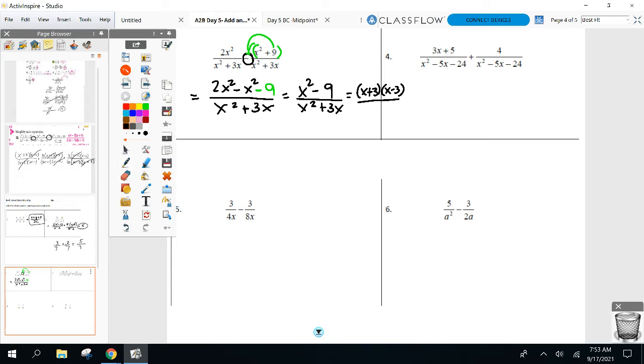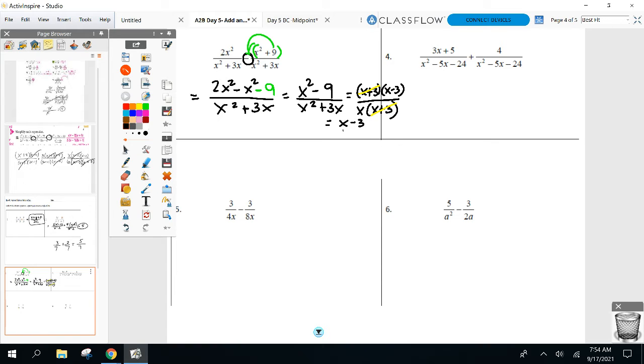You can also factor x out of x squared plus 3x. That's a GCF. Keep going. And then you can cross out the x plus 3 on the top and bottom. Good. And then here we go with our final answer.